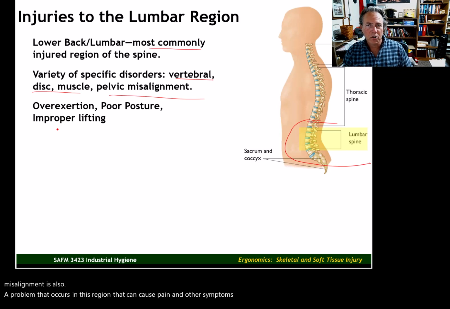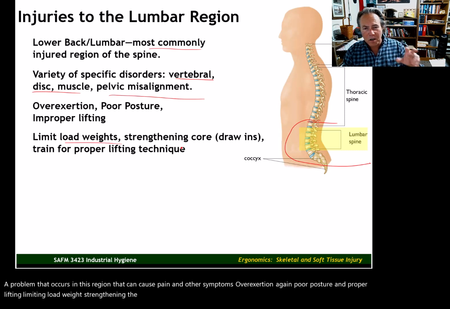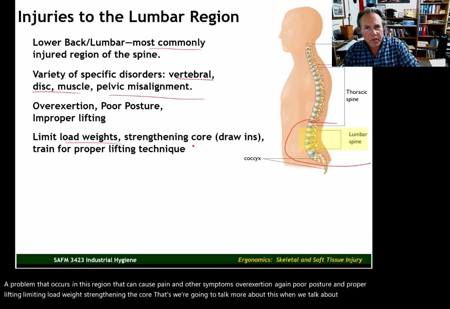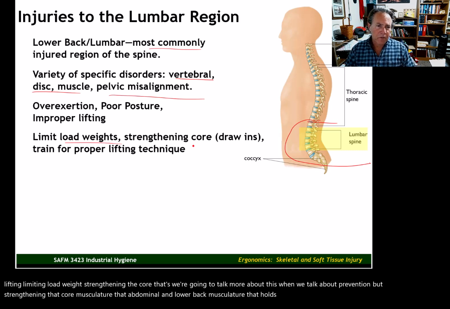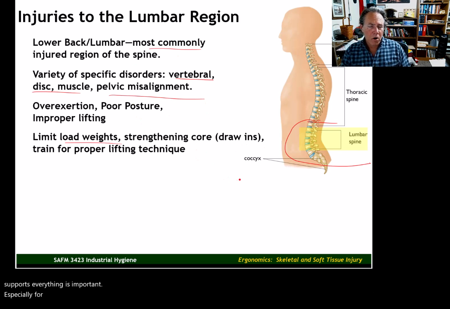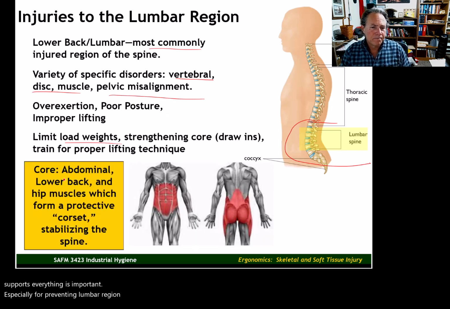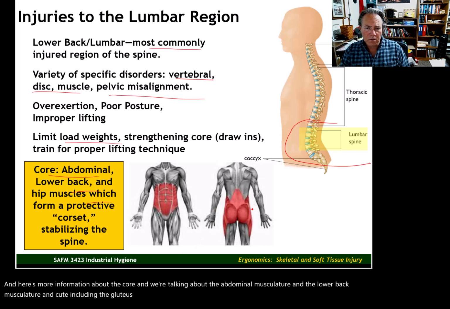Overexertion, again, poor posture, improper lifting, limiting load weights, strengthening the core. We're going to talk more about this when we talk about prevention, but strengthening that core musculature, that abdominal and lower back musculature that holds everything together and supports everything, is important, especially for preventing lumbar region injuries. And here's more information about the core, and we're talking about the abdominal musculature and the lower back musculature, including the gluteus and other muscles along the leg.